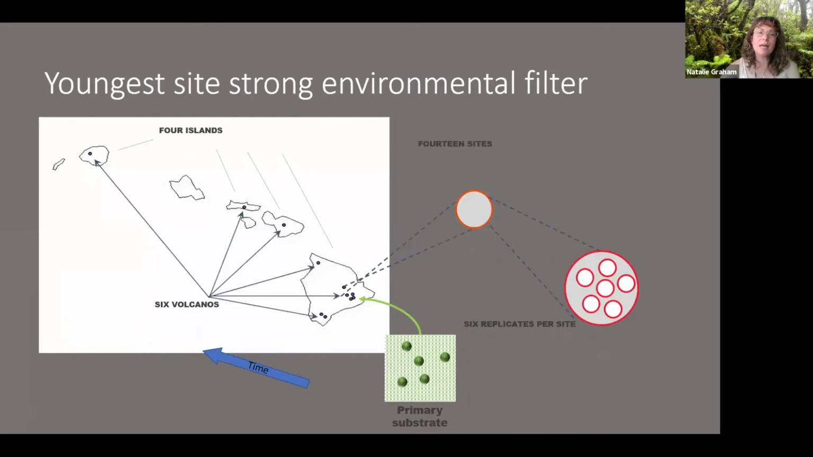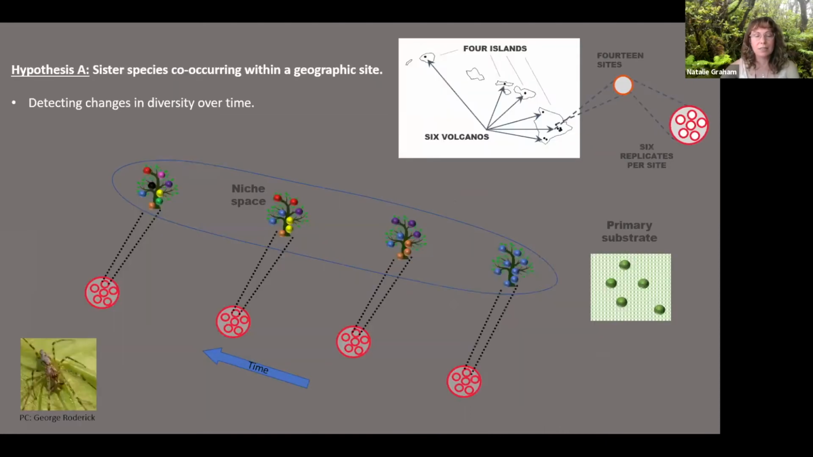And so we could say that at our youngest site, there's going to be a strong environmental filter. But as communities get older, the importance of species interactions is going to increase. And so we can generate some hypotheses about what we might detect in these changes of diversity over time. The first idea is that we can detect a rapid accumulation in diversity over time.